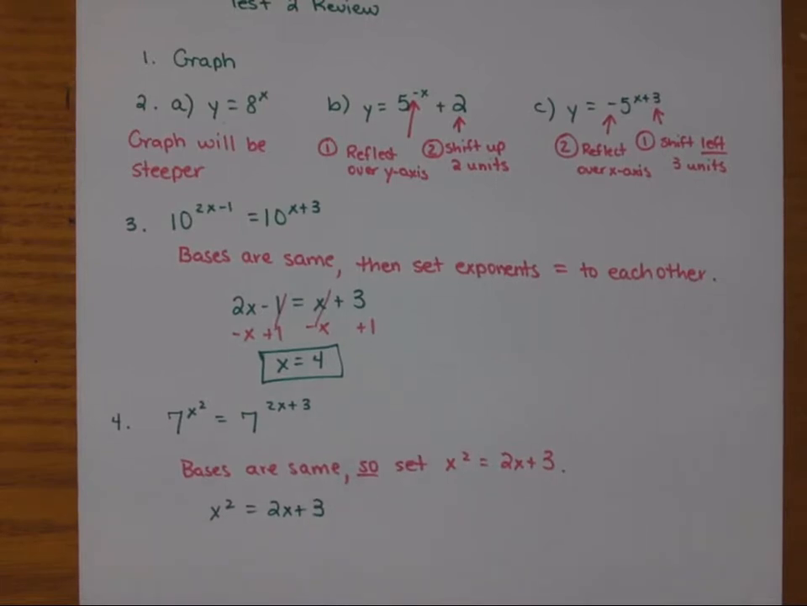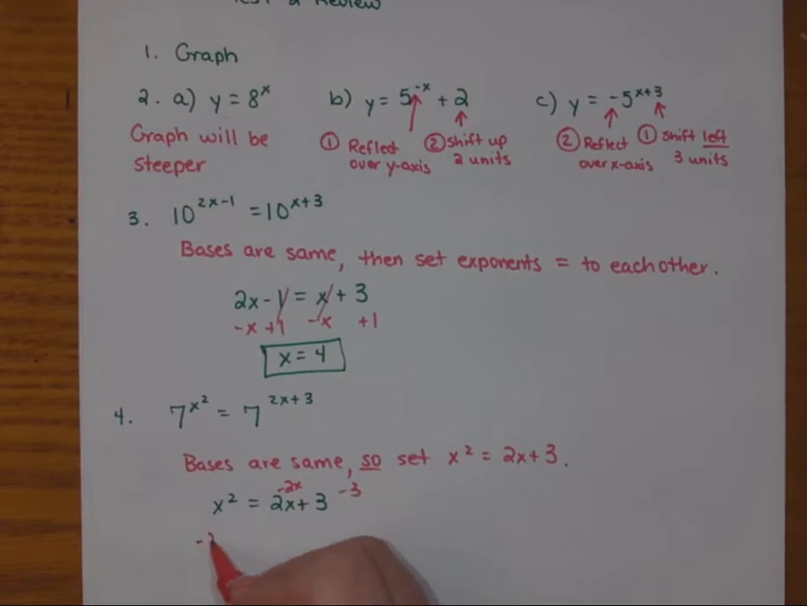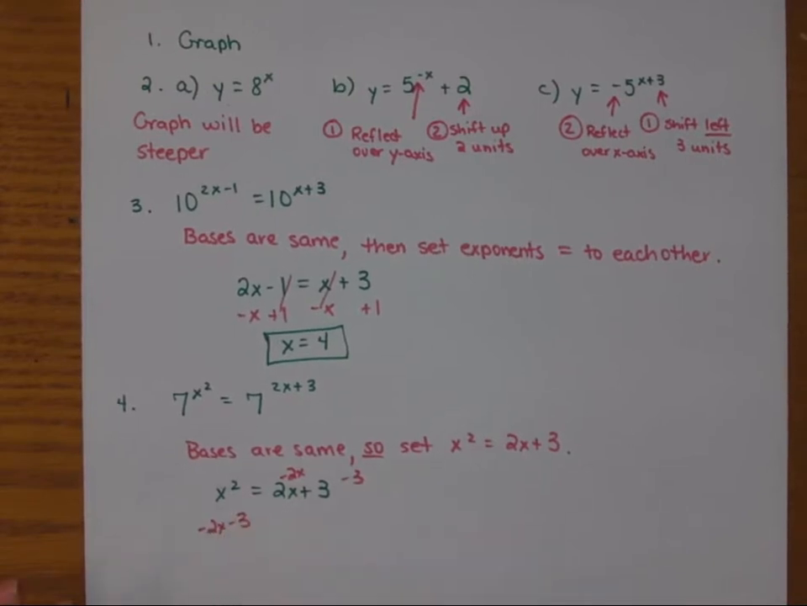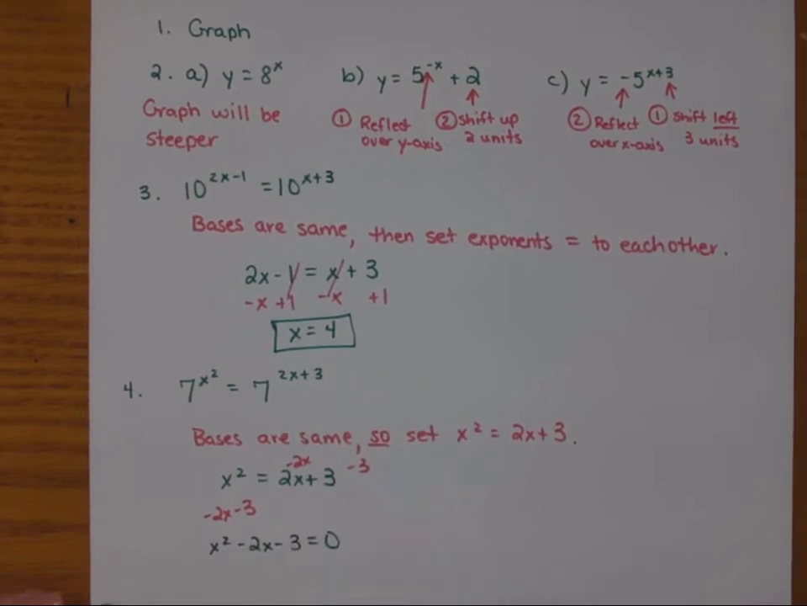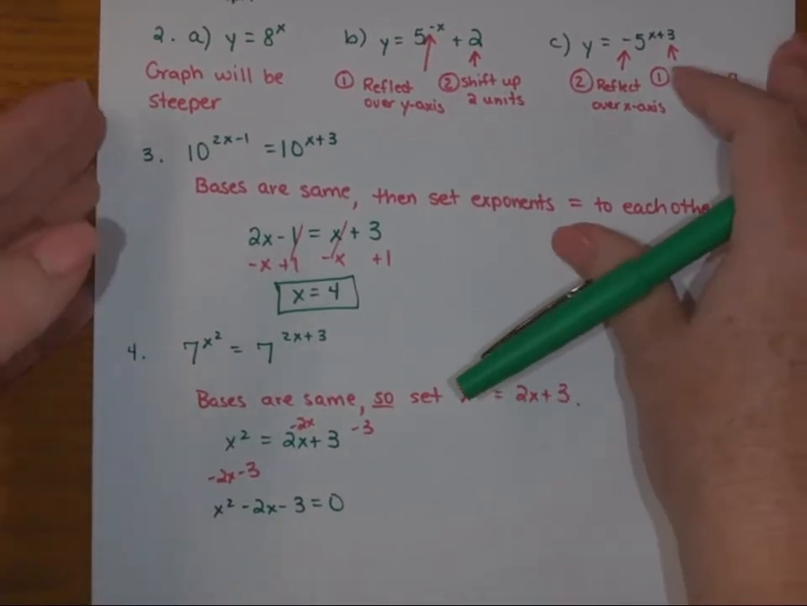Remember, anytime you have a squared equation, I want to solve for 0. So I'm going to move these terms over. Whatever I do to one side, I have to do to the other. So I get x squared minus 2x minus 3 equals 0. So I would either use the AC method, or if it didn't factor for some reason, I would use the quadratic formula.